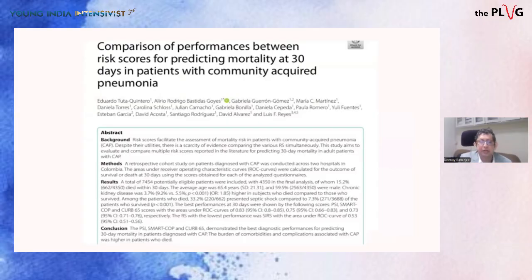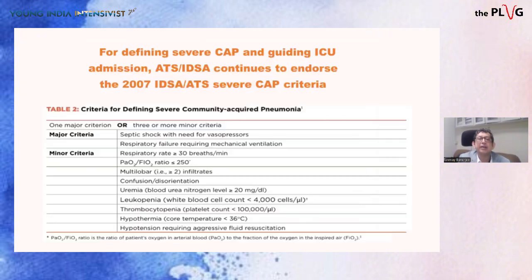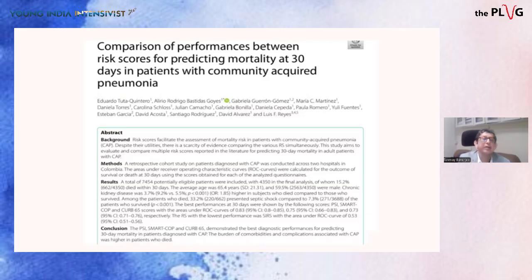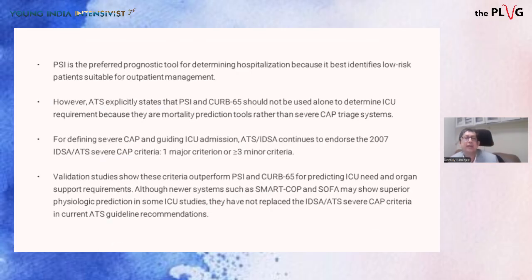Some newer scoring criteria like SMART-COP or even the SOFA score may be better in the hospital ICU settings if they're coming to ICU, but the more commonly used criteria is the IDSA/ATS severe CAP criteria. PSI is the preferred prognostic tool for determining hospitalization because it best identifies patients suitable for outpatient management. However, PSI and CURB-65 should not be used alone to determine ICU requirement because they mostly predict mortality.